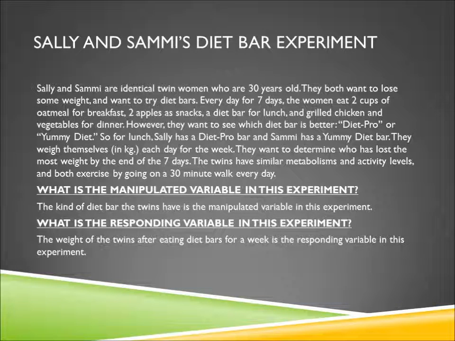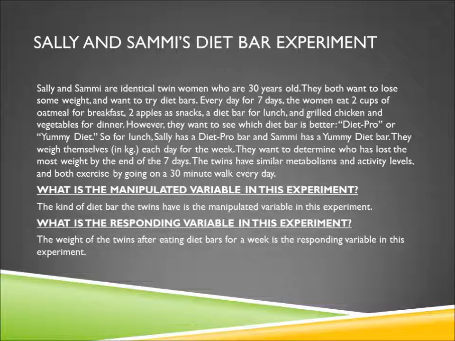Now, this is again a different experiment. It wasn't a bonus experiment, but it was an experiment that you could just do for extra practice. Sally and Sammy's diet bar experiment. Sally and Sammy are identical twin women who are 30 years old. So they're identical twins, completely identical.